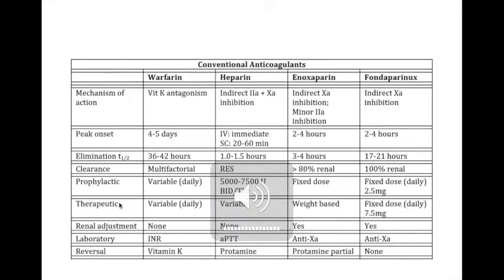We may have them get anywhere from 0.5 to 0.75 milligrams per kilogram. If patients are getting dosed for prophylactic purposes, then we would wait at least 12 hours after the last dose is administered.